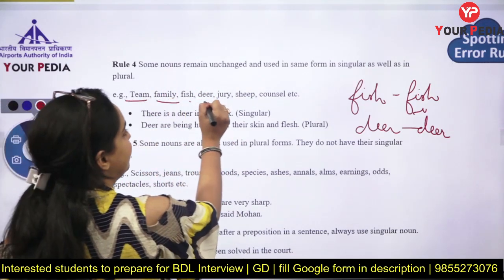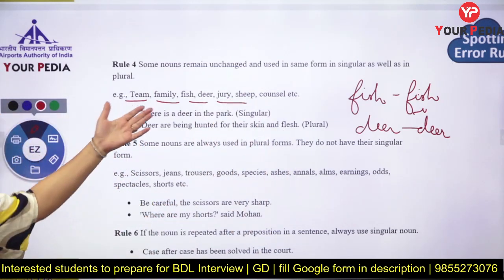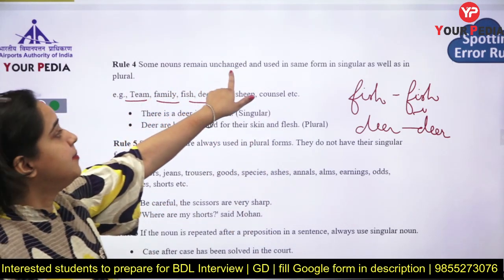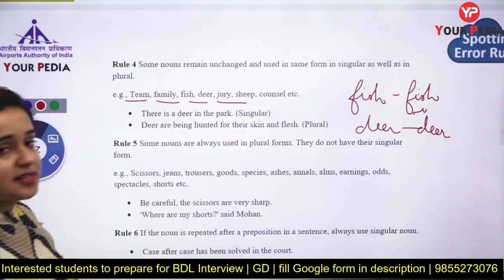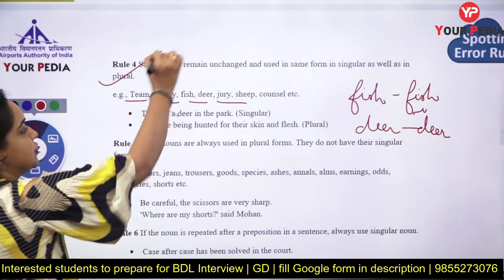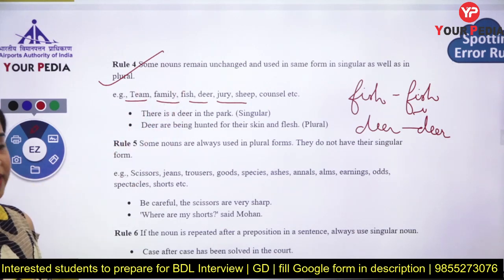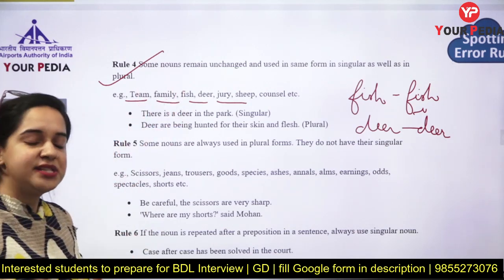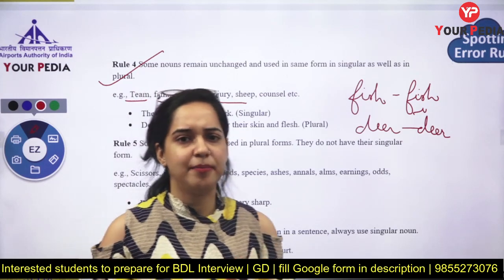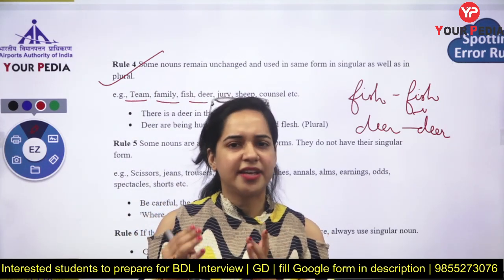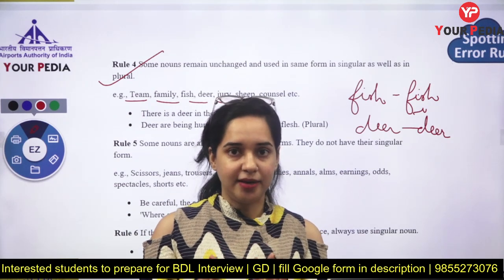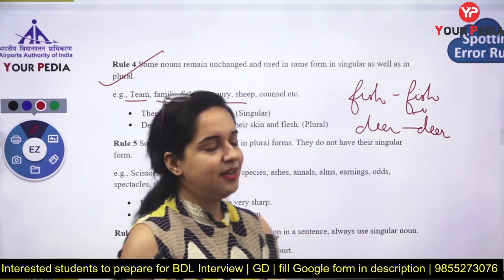Team, family, fish, this. So simply what they are saying is, some nouns remain unchanged in the same form in singular as well as the plural, right? So there s and es is not added. In some cases if you see these things and you might get confused, ma'am book में तो s डाला है तो फिर वो गलत हुआ, नहीं. They keep on coming some changes, but the respective forms is completely right.